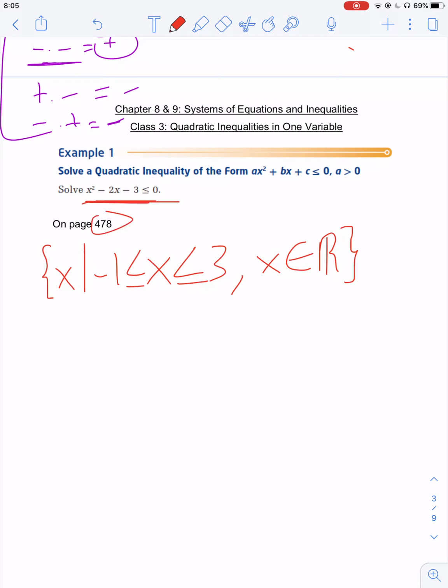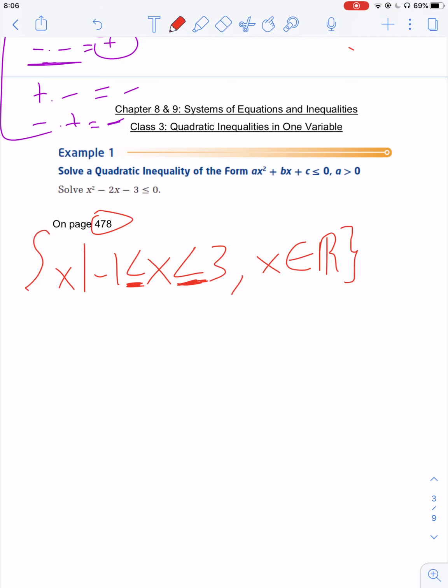This is on page 478. This is the answer. Some students were asking me to display the answer because it's hard to flip the pages in the textbook. So work this out. Again, it has to be negative. Again, it's not a strict inequality, which means you have to put the equal sign underneath. And this is the notation that your textbook uses.